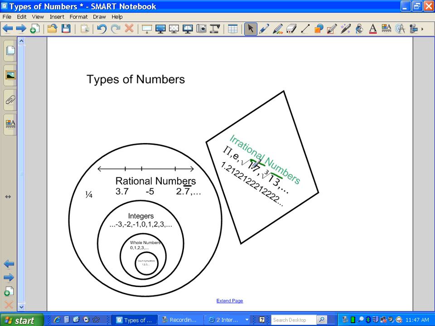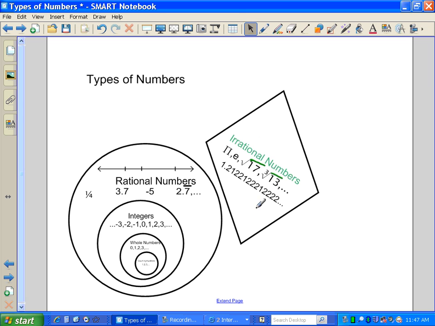The square root of 17, it's irrational. When you push the square root of 17 button on the calculator, it gives you like 10 decimals out, but it never really ends, never repeats. The cube root of 13, numbers like this. 1.2122122212221. So there's no pattern, there's no repeating piece. Looks like every time we add another 2 in there, and then we go to a 1. So those are irrational numbers.